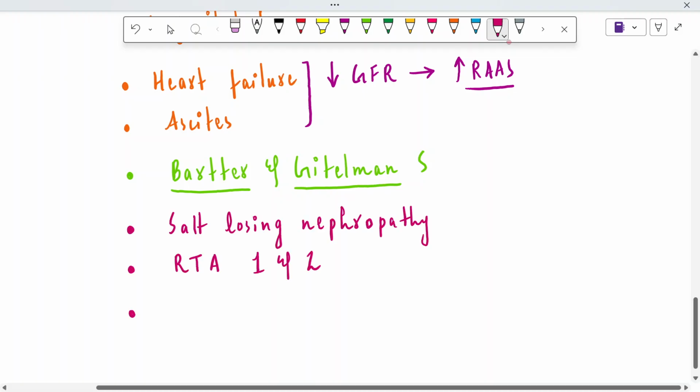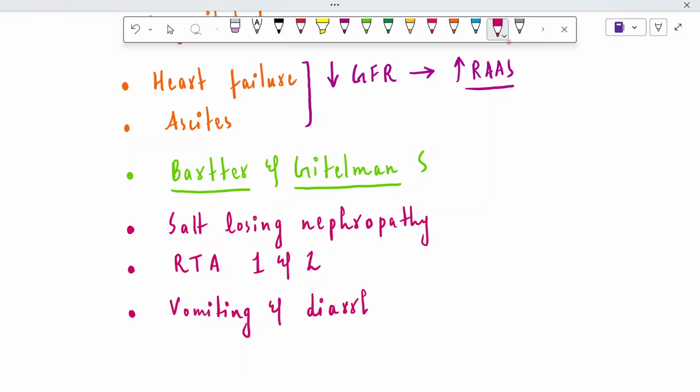And the next is GI conditions like vomiting and diarrhea, because in case of vomiting and diarrhea, there will be loss of fluid along with the electrolytes, right? Including potassium. So these are some etiologies for hypokalemia. Let's talk about the clinical features of hypokalemia.